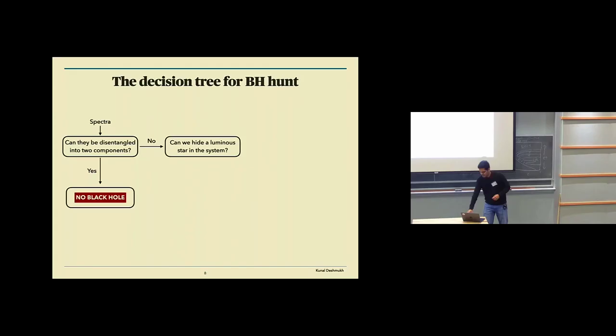If the answer is no, then we have to ask the next question, can we hide a luminous star in the system? So we have an idea of the minimum mass of the secondary. So we can also have an estimate of how bright such a companion can be, depending on if it's a main sequence star, if it's a stripped star, if it itself is a binary. And then we try to see if we can hide such a companion in the data we have. If the answer is yes, well, it's inconclusive now because there could be a companion like this in the system and we are not sensitive enough to see it. Could still be a black hole, but we can't say.